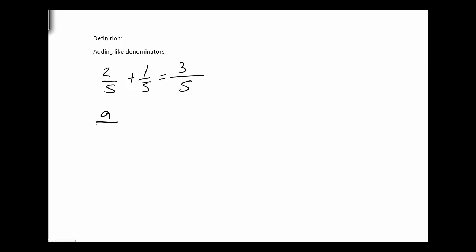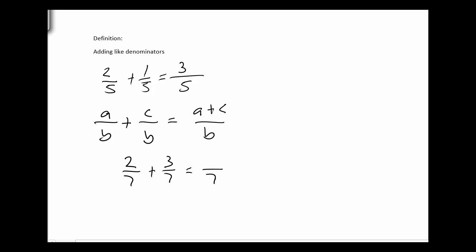So then we can generalize that. If I have two fractions that have the same denominator, what's the rule? The rule is add the numerators together. And then we can illustrate this with several examples. So let's do 2/7 plus 3/7. All right, so the denominator stays the same, and we get the numerator 2 plus 3 is 5.